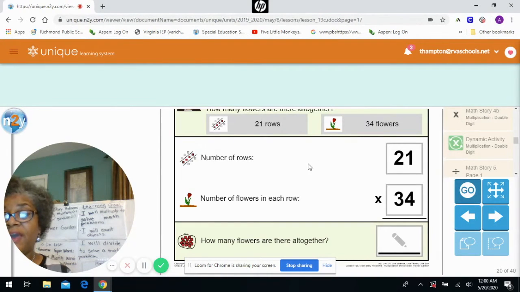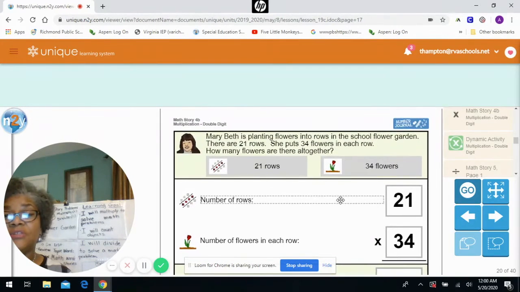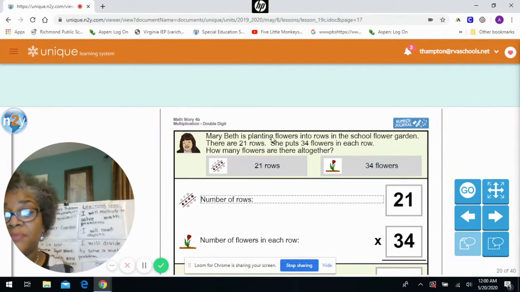All righty, so we have the 21 rows and 34 flowers. Let's listen to this story. It says Mary Beth is planting flowers in rows in the school flower garden. There are 21 rows. She puts 34 flowers in each row. How many flowers are there altogether?